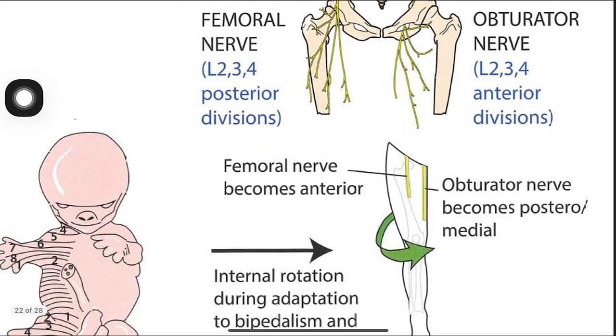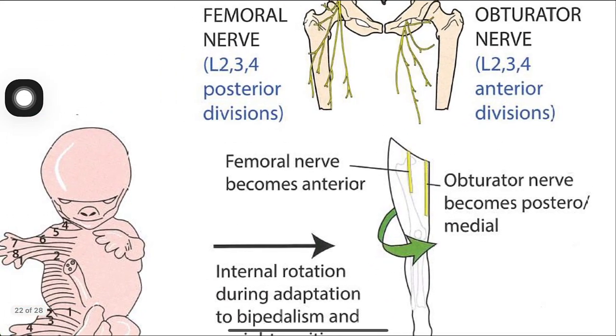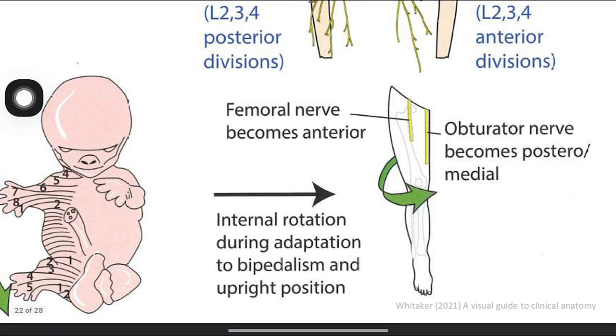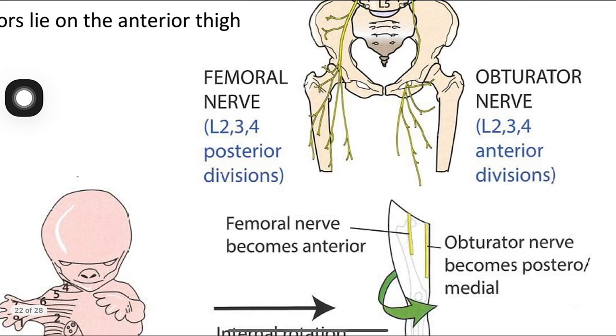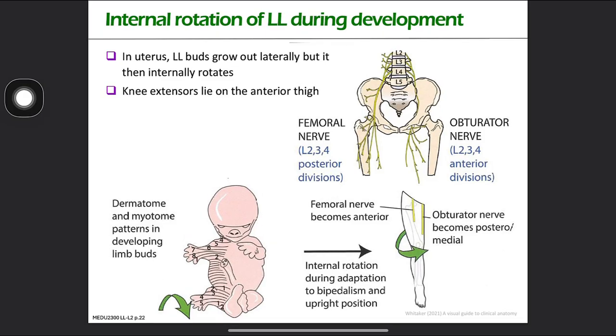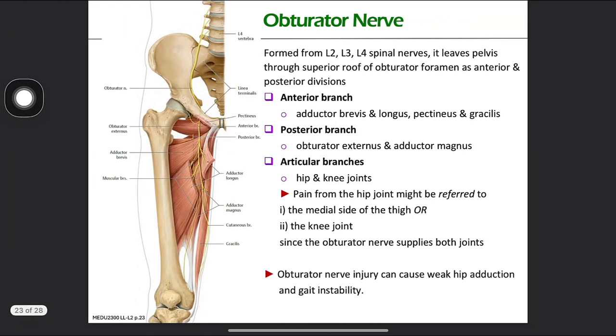So that's why the obturator nerve now becomes the posterior or even the medial aspect, whereas the femoral nerve, originally the posterior division, now becomes the anterior division, all because of the internal rotation during the adaptation for us to walk, so that we can stand upright with two limbs, okay?